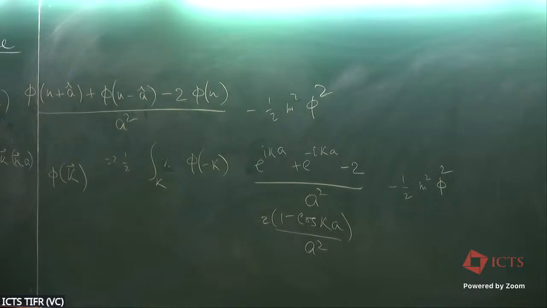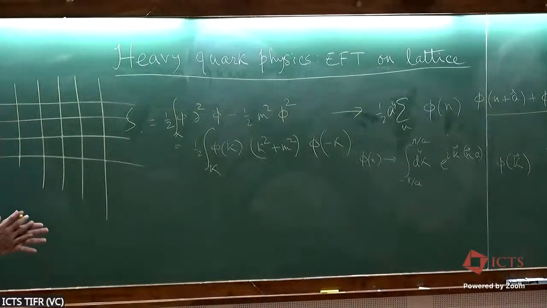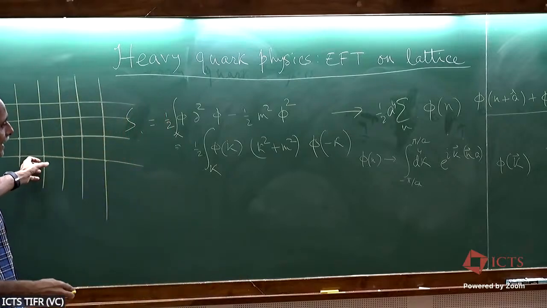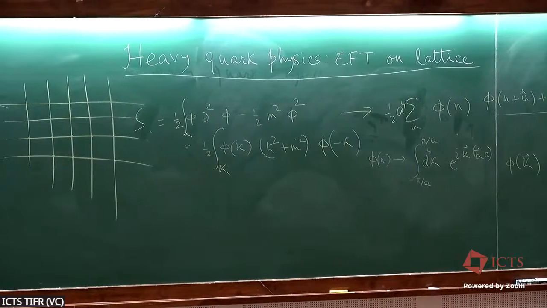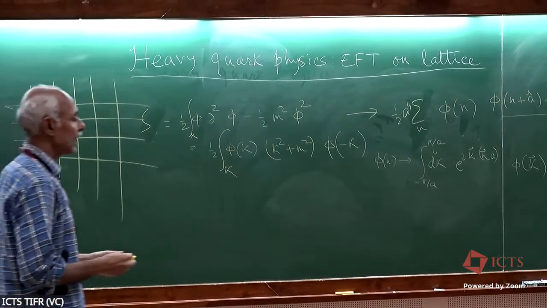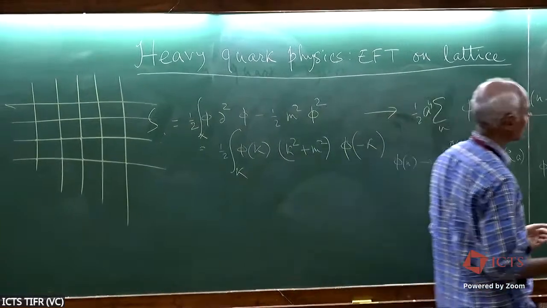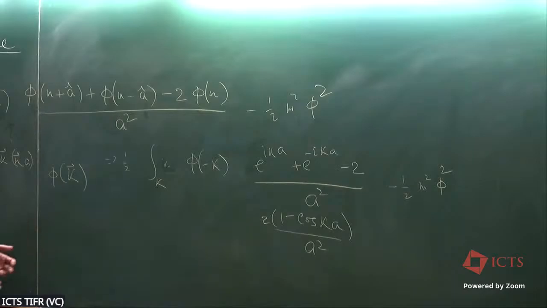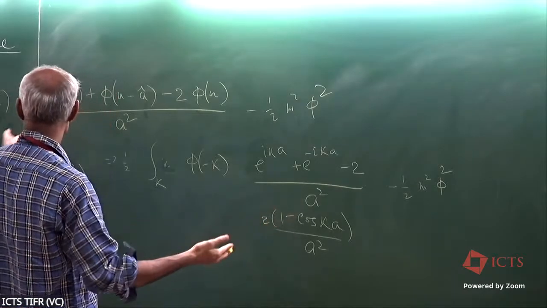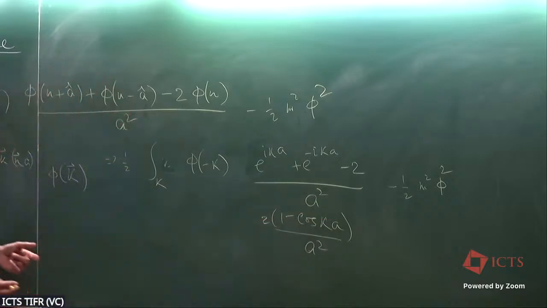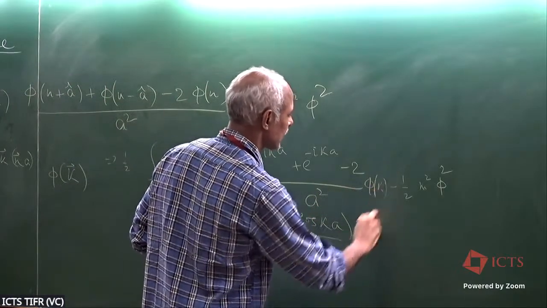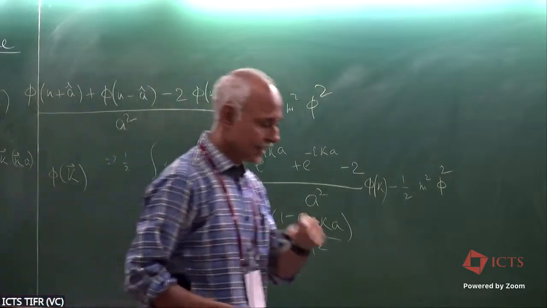Now, of course, the idea is that the A or 1 over A puts a cutoff in the theory. So for the momenta that you are interested in, K should be very, very small. K should be much smaller than 1 over A, the cutoff scale. And that will give you back this half K square plus M square when you expand the cos of K. Of course. Thanks. Right. Okay.